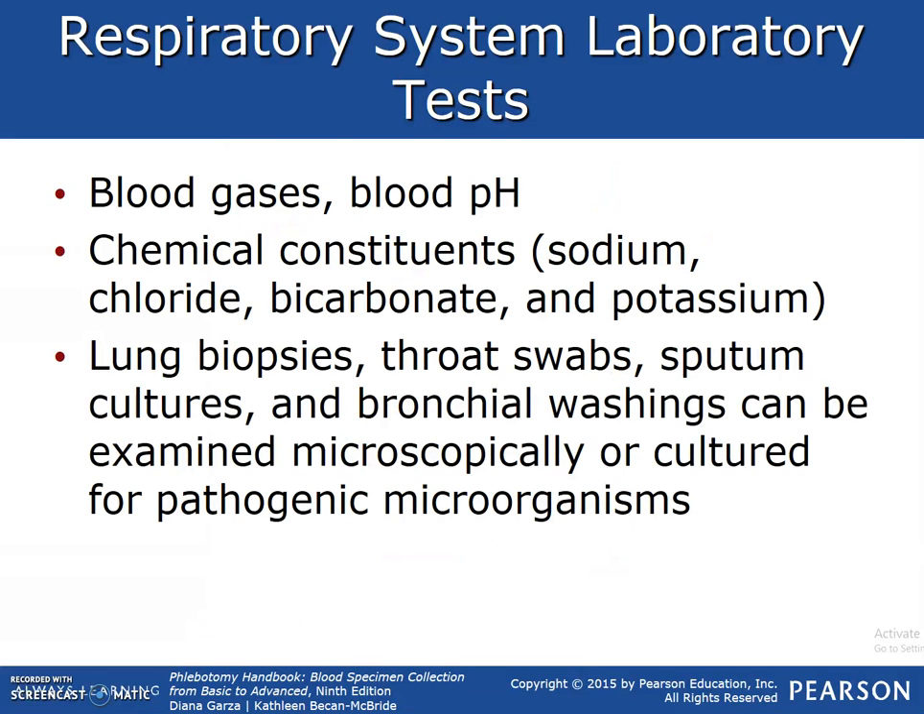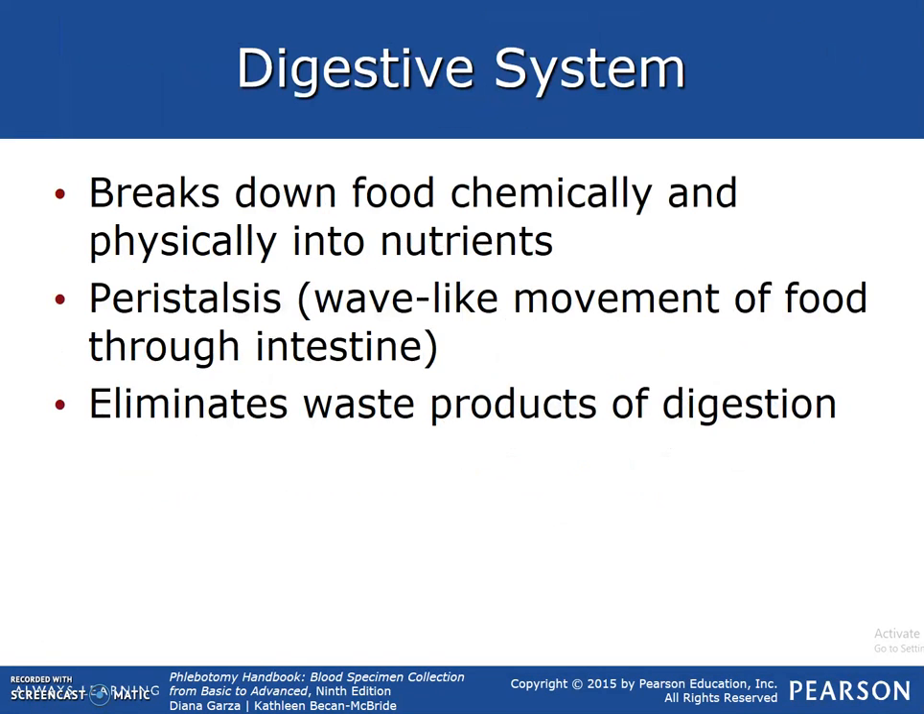Blood gases and blood pH are common laboratory tests used for the respiratory system. Chemical constituents, so we might look at the sodium, chloride, bicarbonate, and potassium. We could also do biopsies, throat swabs, sputum cultures. Bronchial washes can be examined microscopically or cultured for pathogenic microorganisms.